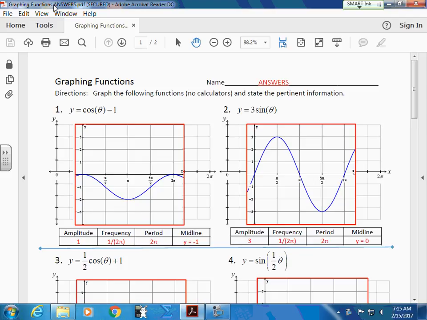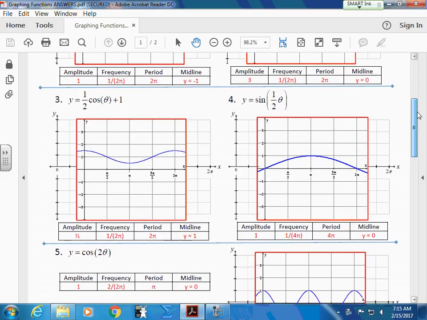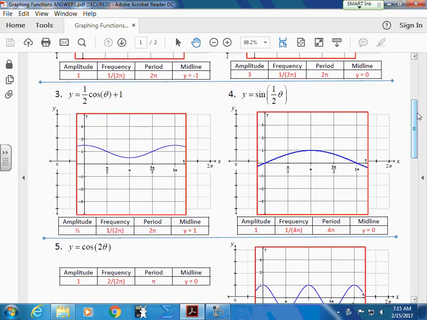All right, so some of these just had basic shifts. The first one had a vertical shift down 1. Everybody okay with that? How about this one? This had an amplitude change of 3. Everybody good with that? Okay, stop me if you're not good. This one had 2 things: amplitude change, vertical shift. Did everybody get these points?